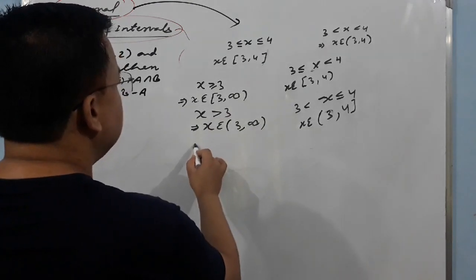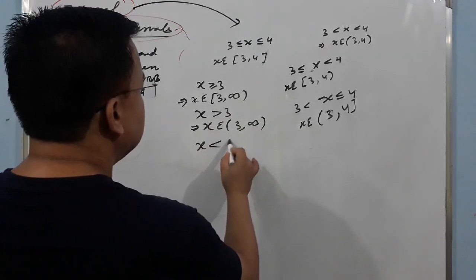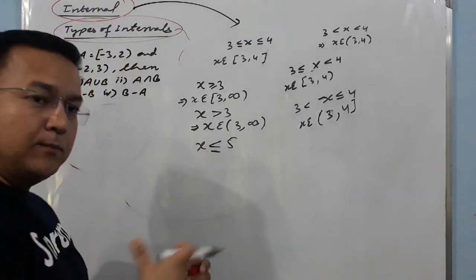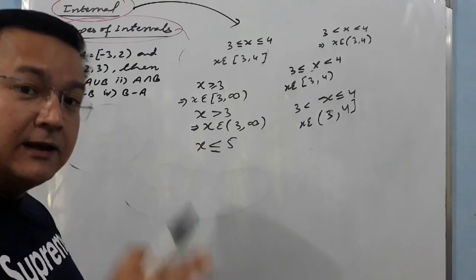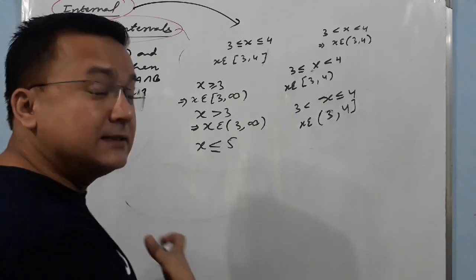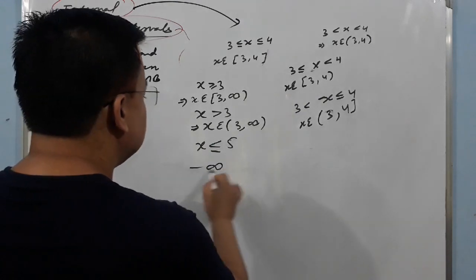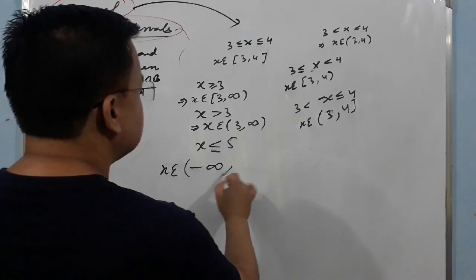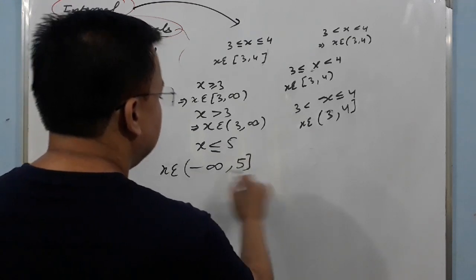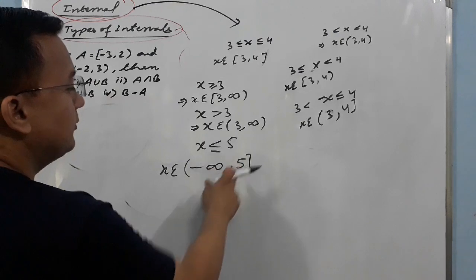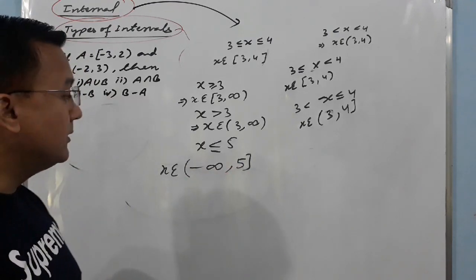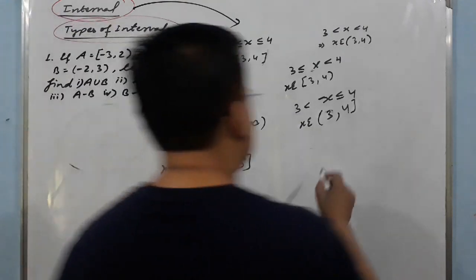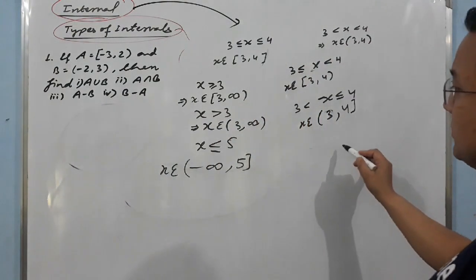Now let me write x less than or equal to 5. All values of x are less than or equal to 5. On the left-hand side it means minus infinity, so x belongs to (minus infinity, 5]. This is called a left open, right closed interval. I think now you understood.